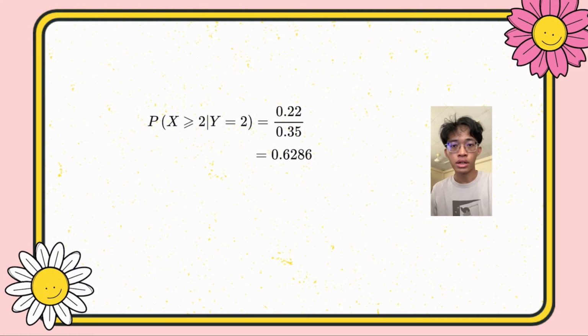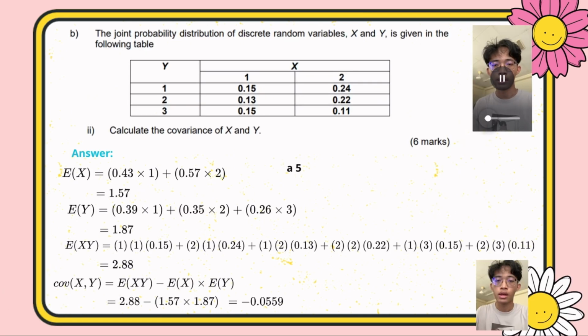Next, I will calculate the conditional probability that X is greater than or equal to 2, given that Y is equal to 2. Since X can only take the values 1 and 2, this condition means that X is equal to 2. The conditional probability is calculated by dividing the joint probability of X equals 2 and Y equals 2 by the probability that Y equals 2. This gives a final answer of 0.6286.